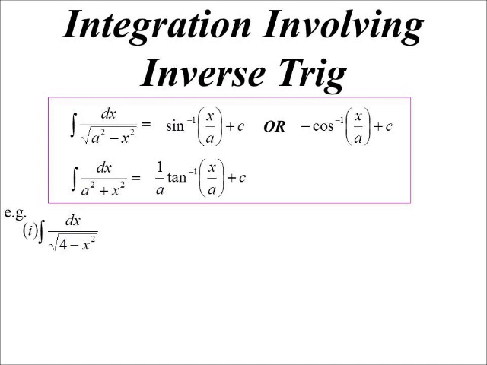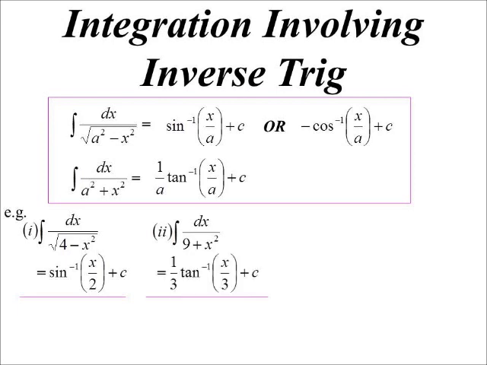Well, it's in the standard form already, so we know that in this case a is 2, so we get inverse sine x on 2, or if you prefer, minus the inverse cos of x on 2. Again in the standard form, this one's inverse tan, but I need to remember to put 1 on a out the front, so in this case 1/3 inverse tan x on 3.